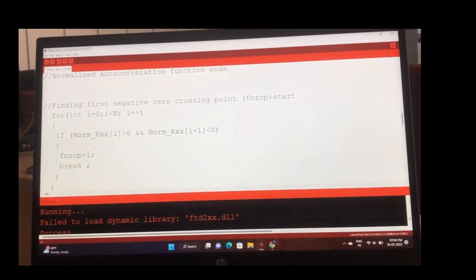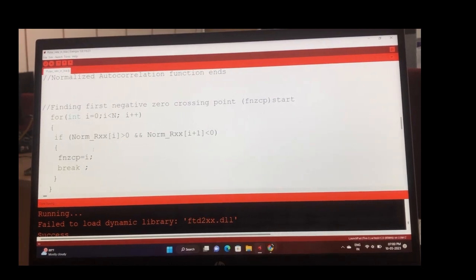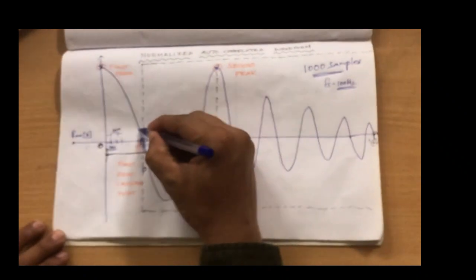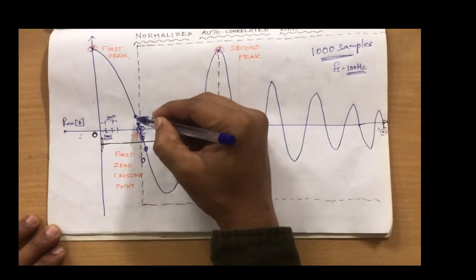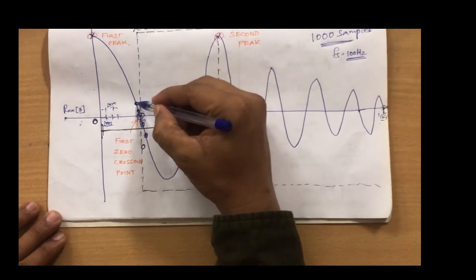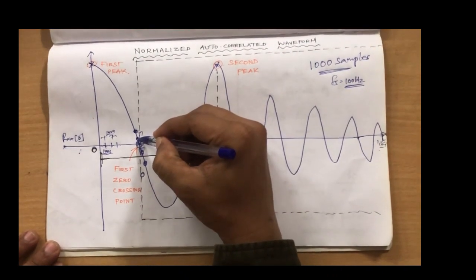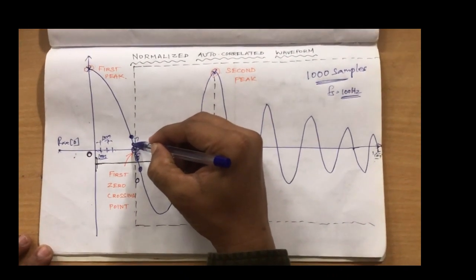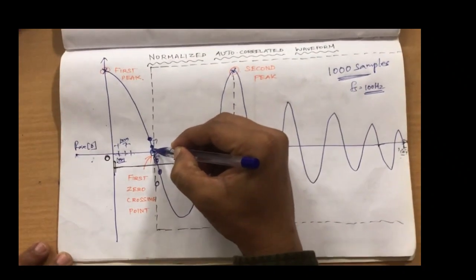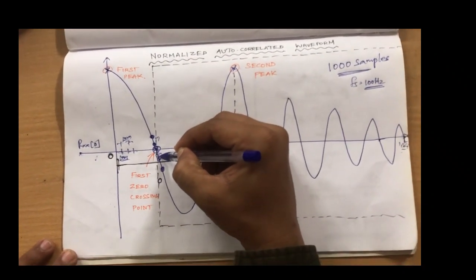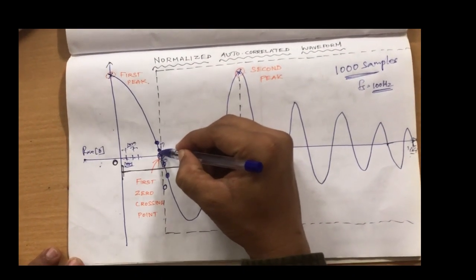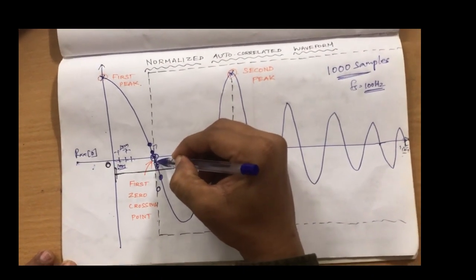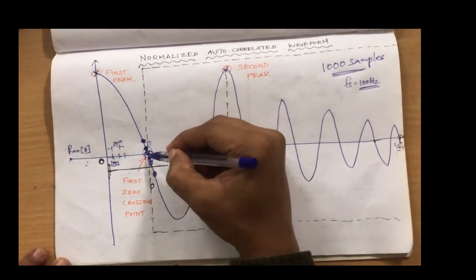How to find the first negative zero crossing point? This is one sample, and this is another sample, and another sample. If you subtract this sample minus this sample, it is a positive value. If you subtract this sample minus this sample, it is again a positive value. And if you subtract this sample minus this sample, it will become a negative value. So the last positive value and the first negative value is the best way to identify the zero crossing point.